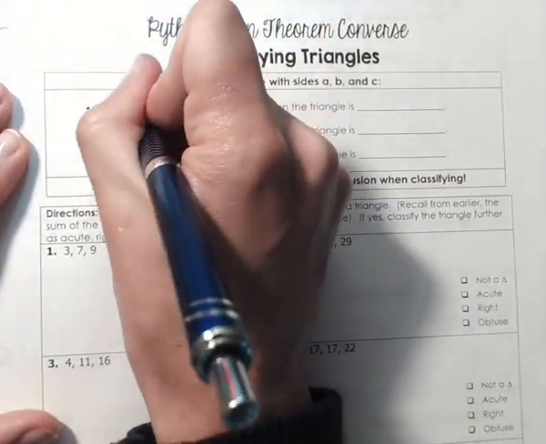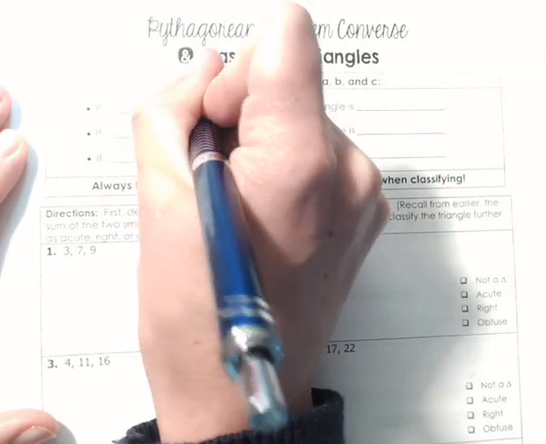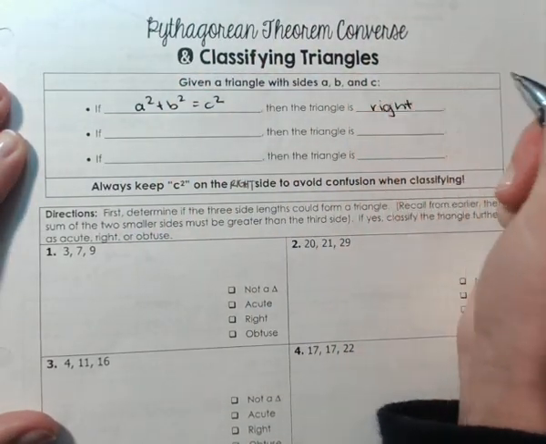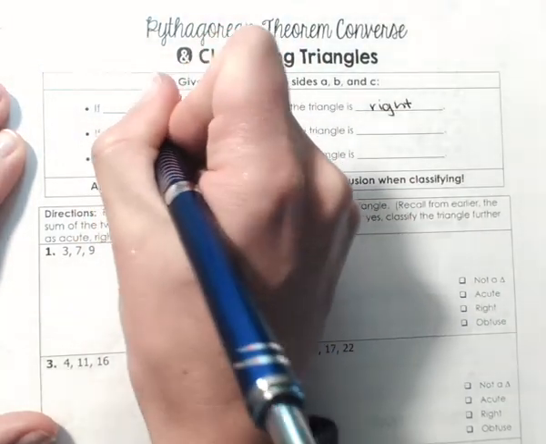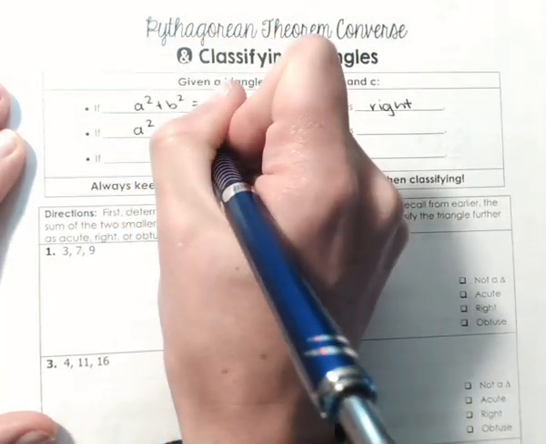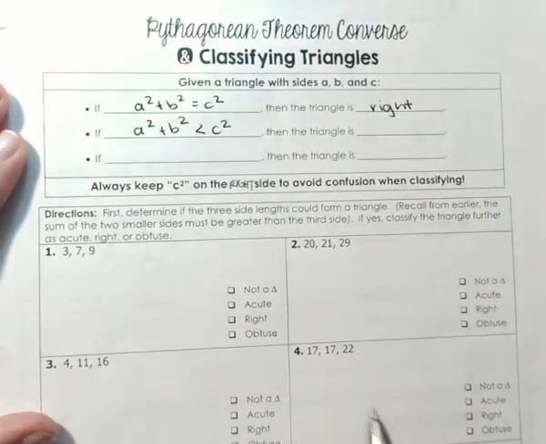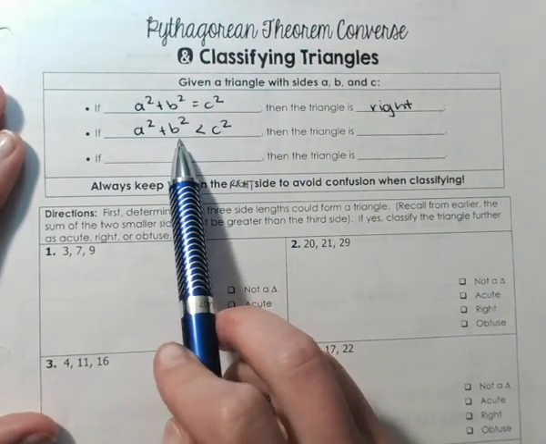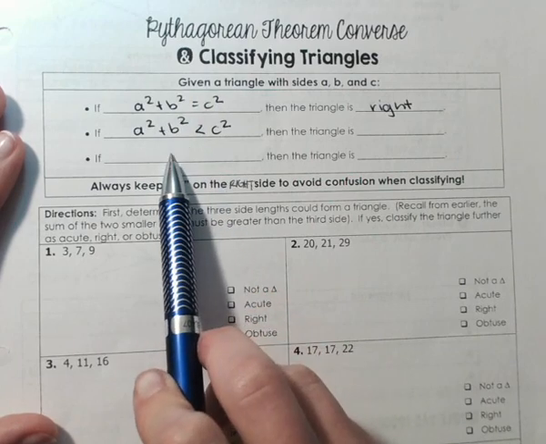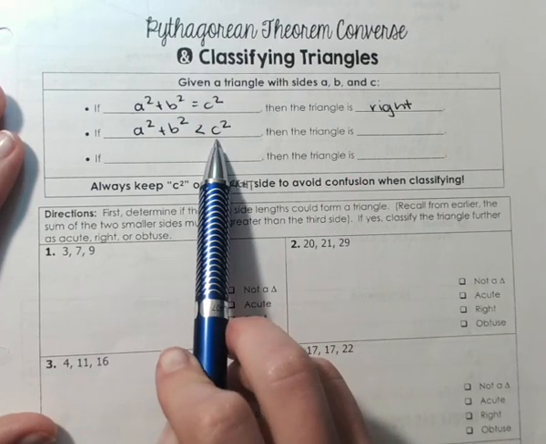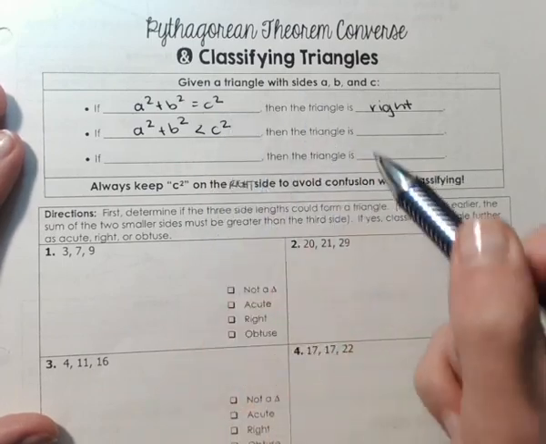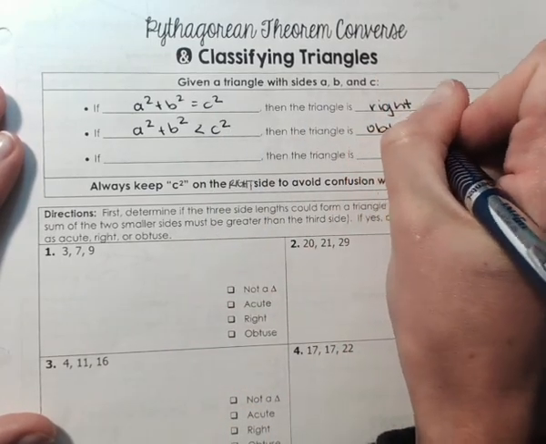Most of you know if a squared plus b squared equals c squared, then it is a right triangle. The next one is if a squared plus b squared is less than c squared, so you're squaring two sides and adding them together. If that's still less than the third side squared, that means this third side is really large. So this is going to be an obtuse triangle.